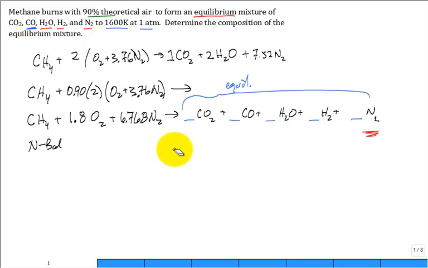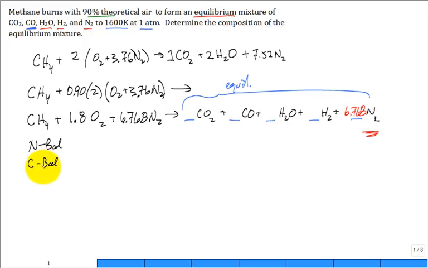If we do a nitrogen balance, I can put down the final equilibrium coefficient in my mixture representing the number of moles that I'll have of nitrogen, which is 6.768. You say, that's pretty trivial. We're just going to keep doing that. We did a nitrogen balance. Great. Let's now do another balance. Let's do a carbon balance.